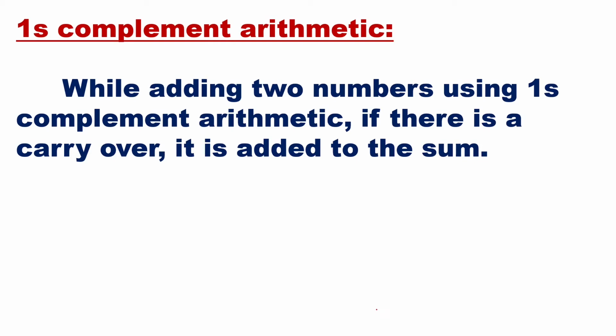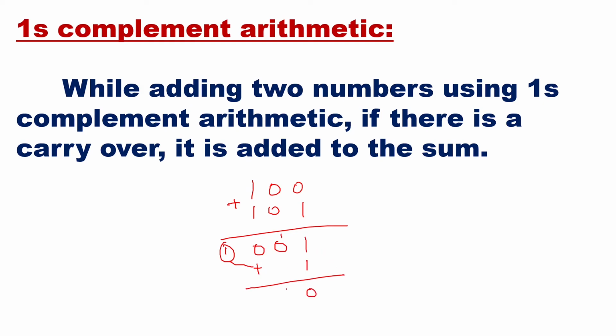As I have told you earlier, we have taken this example. 1, 0, 0 was added with 1, 0, 1. Here 0 plus 1 is 1, 0 plus 0 is 0, 1 plus 1 is 0, carry is 1. Now this carry will be taken and added to this here. Now here, 1 plus 1 will be 0, carry is 1, so 1 here and 0. So this will be the ultimate answer.